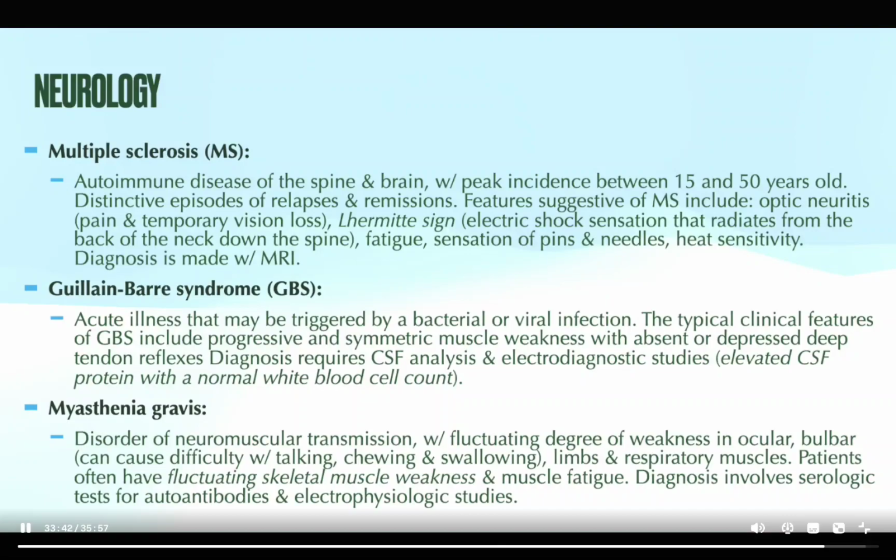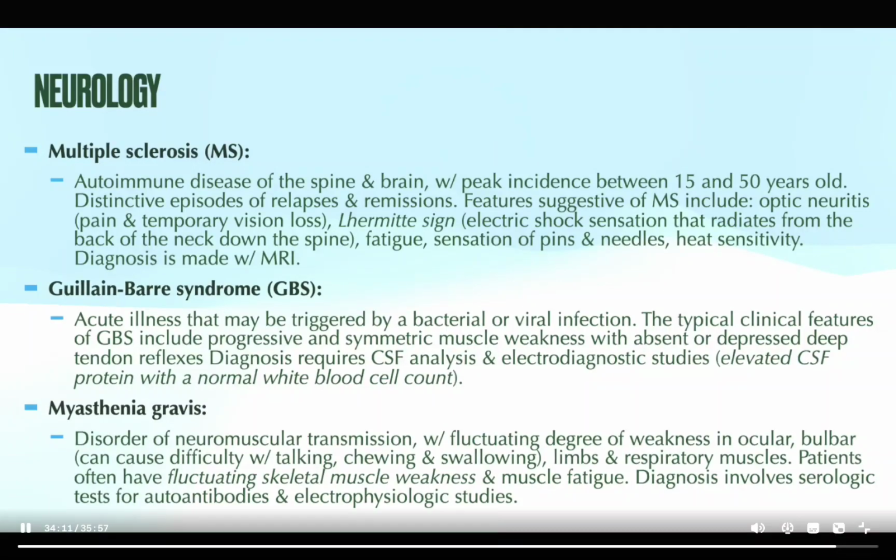More than 50% of patients with myasthenia gravis do present with ocular symptoms of either ptosis or diplopia. Of those that present with ocular symptoms, about 50% remain purely ocular in nature, and they don't have those generalized symptoms. The diagnosis of this is confirmed by the presence of autoantibodies against the acetylcholine receptor or against other muscle receptor associated proteins.